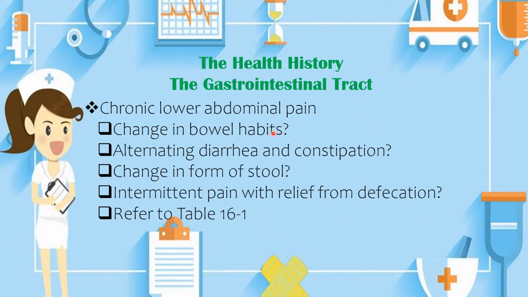Okay, so for the chronic lower abdominal pain, you have to check if there is a change in bowel habits, alternating diarrhea and constipation. Is there a change in the form of stool? Okay, and intermittent pain with relief from defecation, and then you can check the possible causes of this pain in your book, on table 16.1.